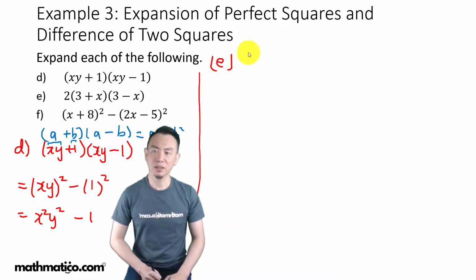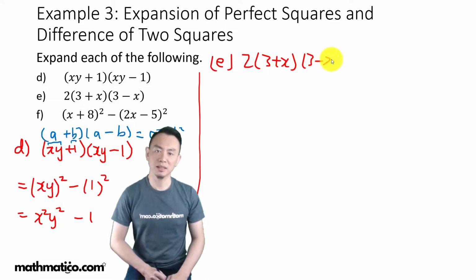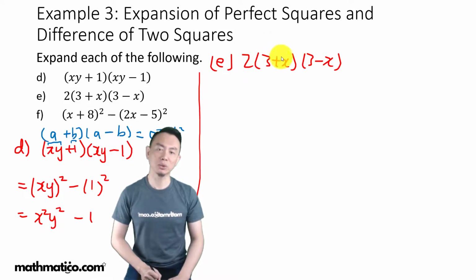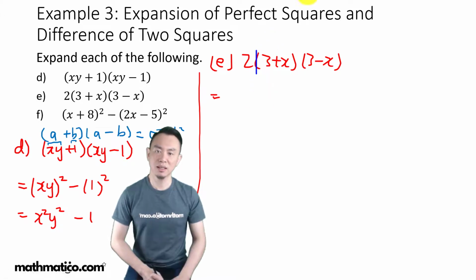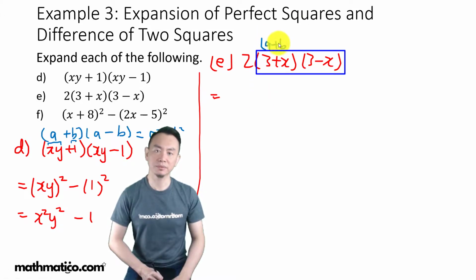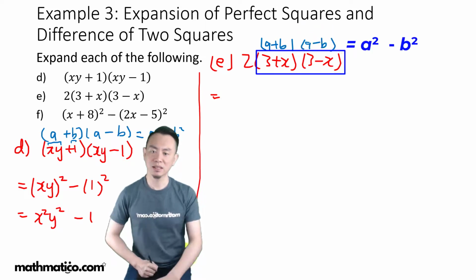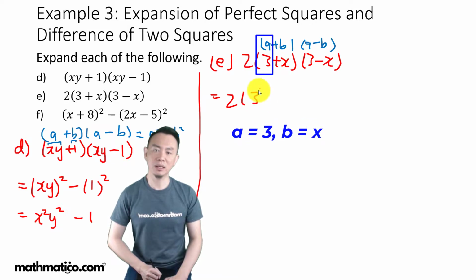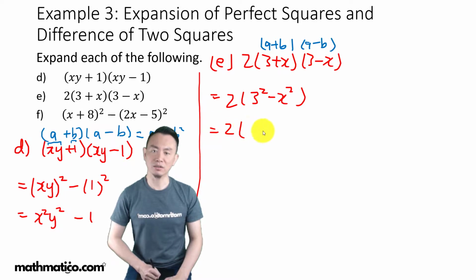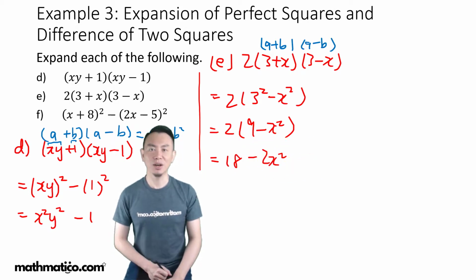Part E, 2(3 plus x)(3 minus x). Now in this case, if you're multiplying the two, you will not be wrong. But I wouldn't do that because straight away I recognize that this is (a plus b)(a minus b). So I'll leave the 2 alone first, and I have 3 squared minus x squared in the bracket, and you have 2 times (9 minus x squared). So if you expand this, 2 times 9 is 18 minus 2x squared. Alright, you give it a try.